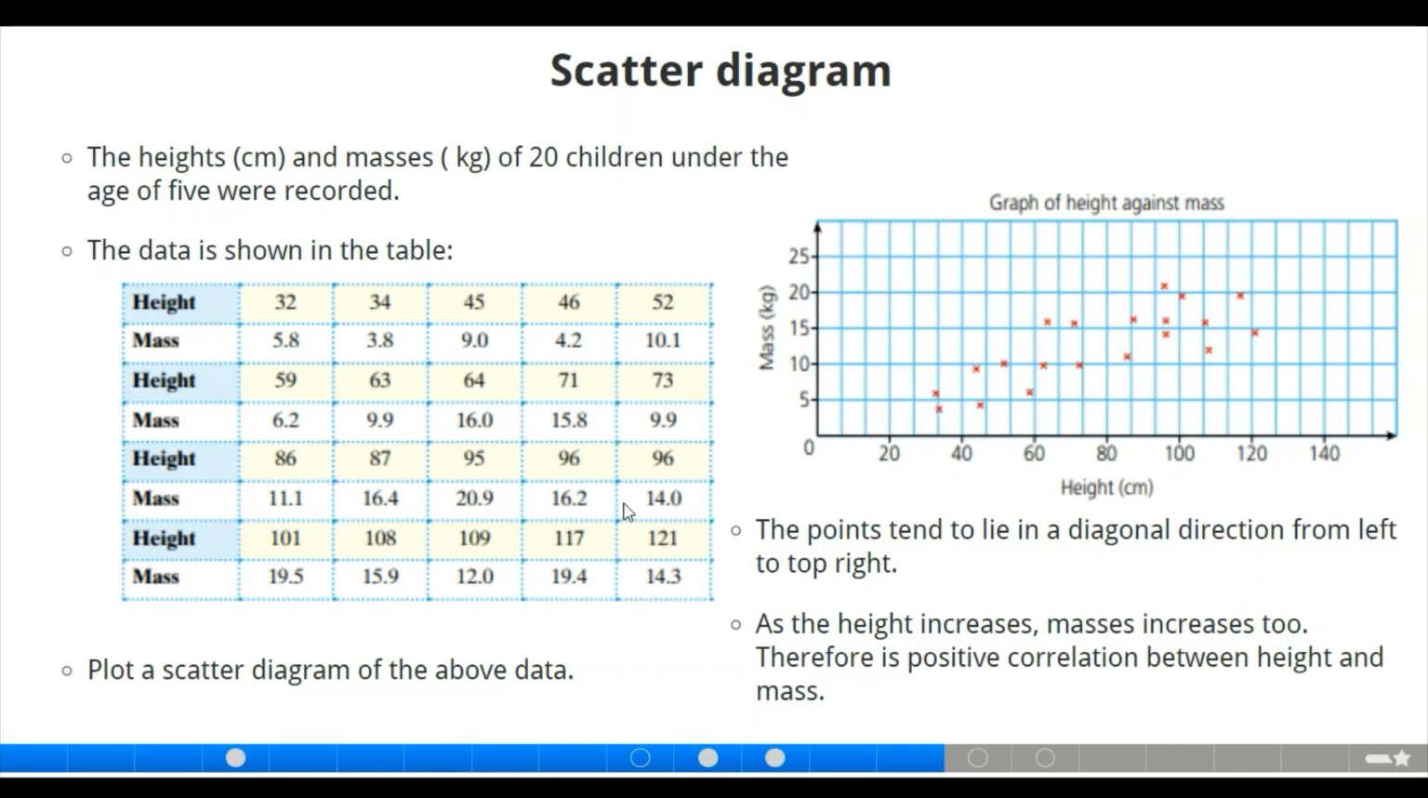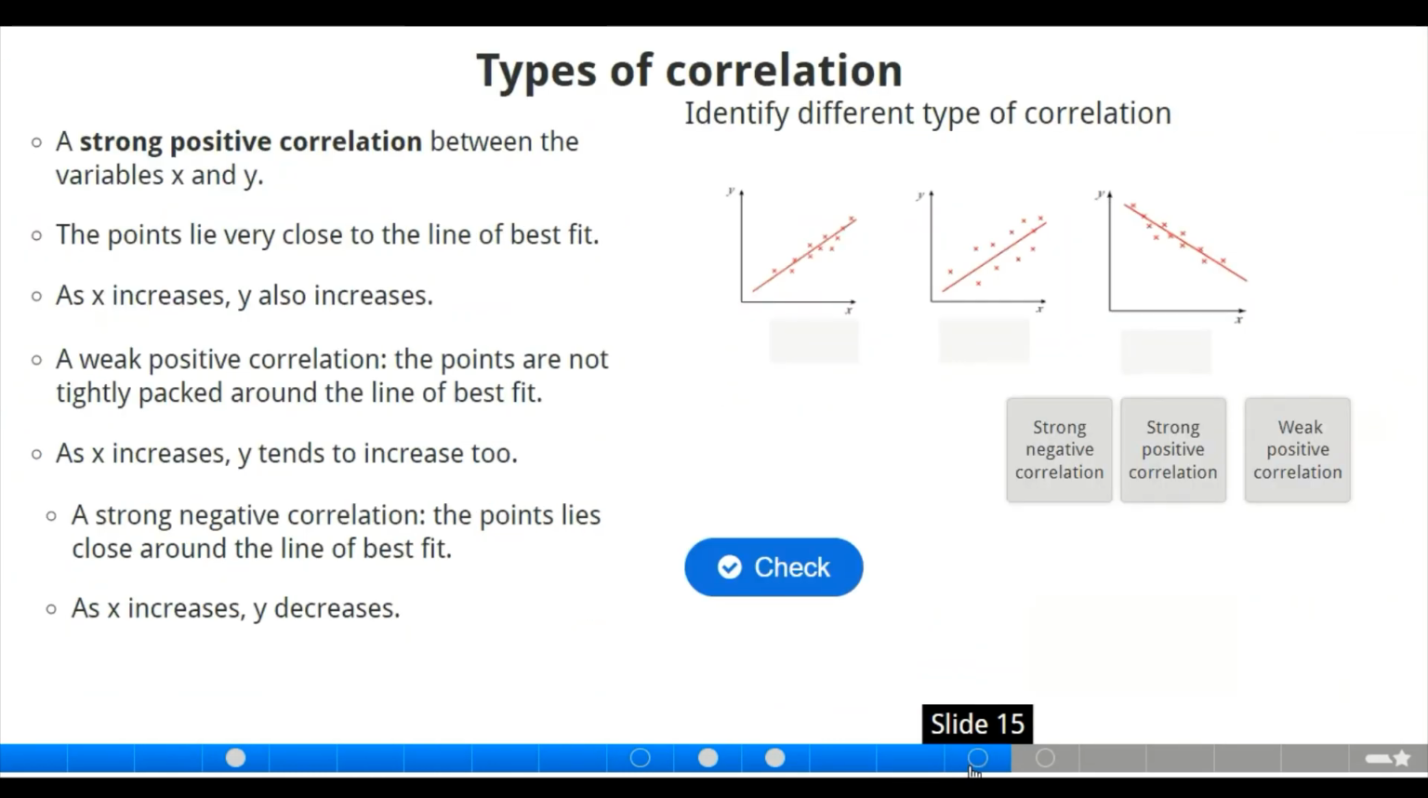So the points tend to lie in a diagonal direction from the left to the top right. As the height increases, mass increases. If you look at what we have, it's just moving up like this. As the height is increasing, mass in kg is also increasing. Since both of them are increasing, there's a positive correlation between height and mass. That is a strong relationship between the two data sets.